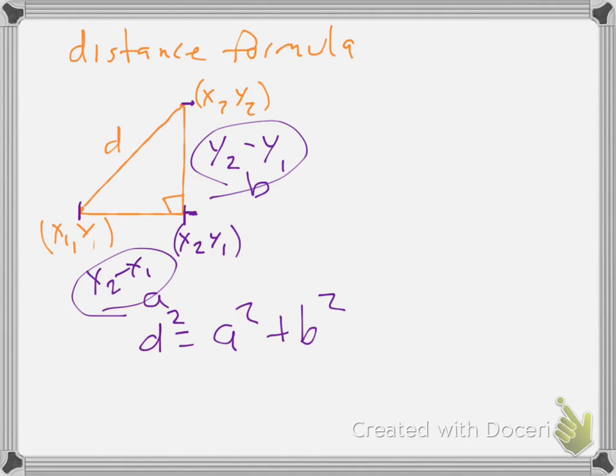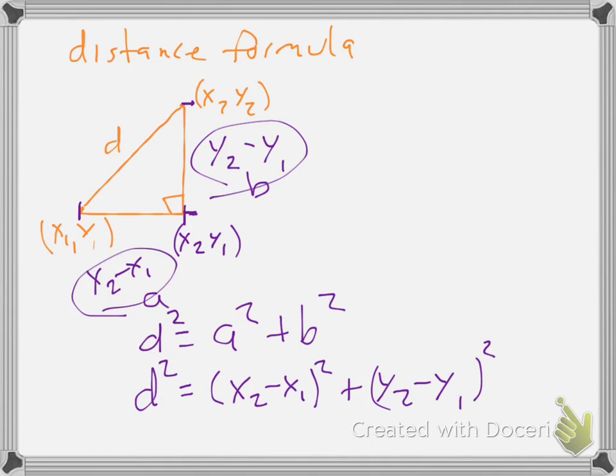Yeah. So wait a minute. I know what A is, and I know what B is. So wouldn't D squared equal x2 minus x1 squared plus y2 minus y1 squared? Can you guys agree with that? Then, to solve for D, I would take the square root. Guys, that right there is the distance formula.